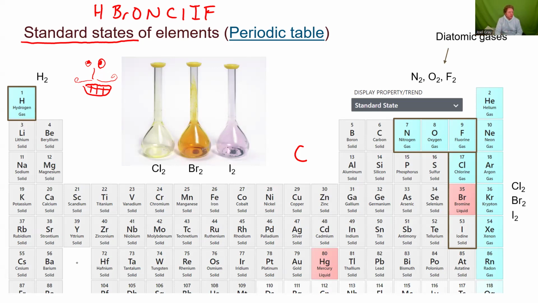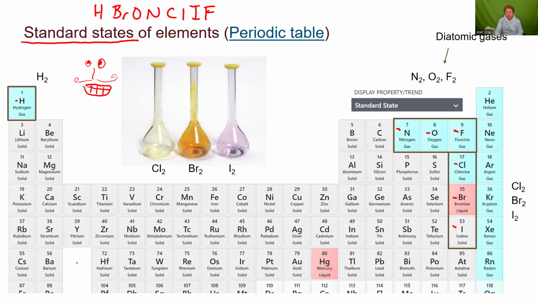Now, H. Broncliffe: hydrogen, bromine, oxygen, nitrogen, chlorine, iodine, and fluorine. Those are all diatomic gases. What that means is they love to form a gas.